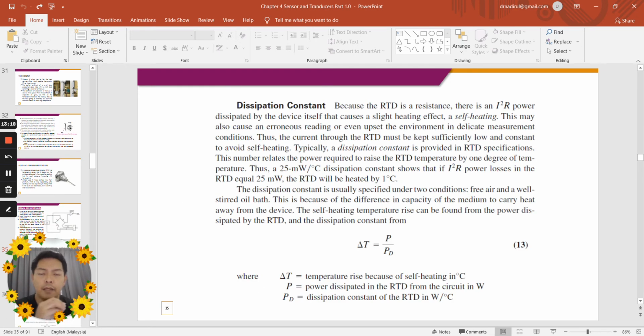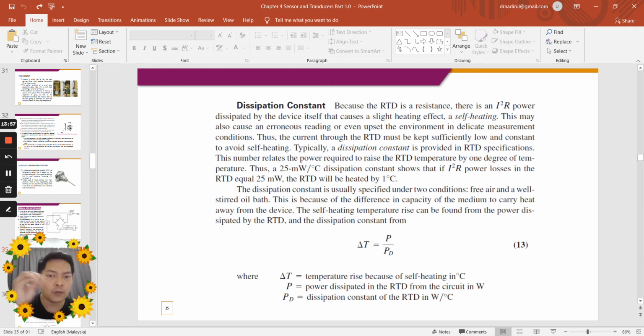So, dissipation constant. Okay, because the RTD is a resistance, there is I squared R, I to the power of 2 multiplied by R, power dissipated by the device itself that causes a slight heating effect, which is known as the self-heating phenomenon. Okay, this may also cause an erroneous reading or even upset the environment in a delicate measurement condition. Okay, so it might give you an error reading. Thus, the current through the RTD must be kept sufficiently low and constant to avoid self-heating.